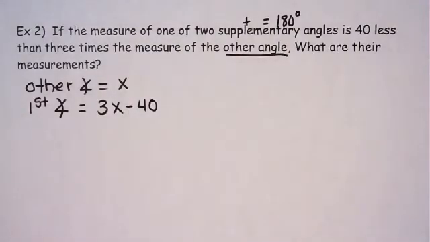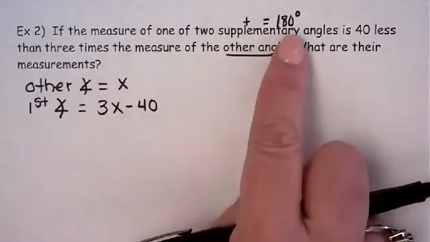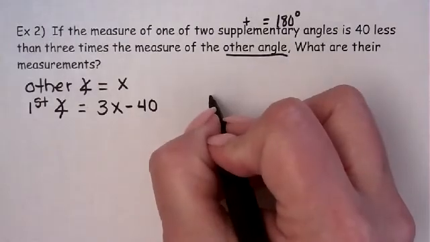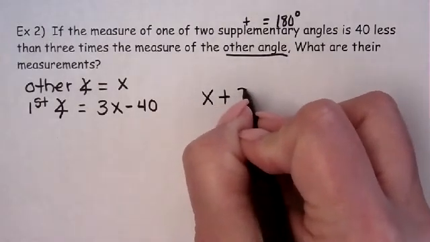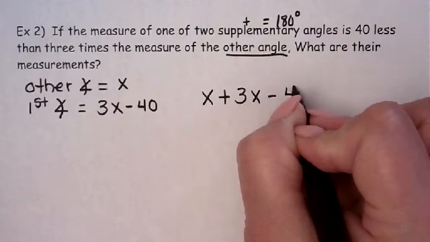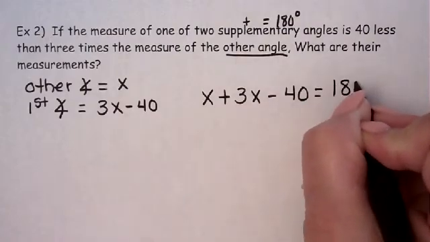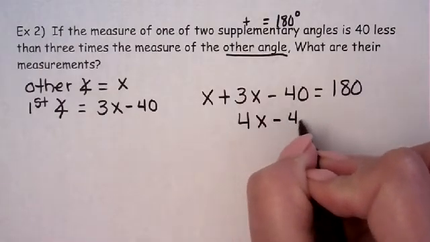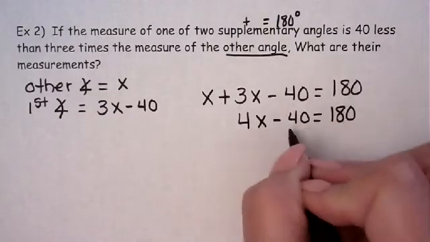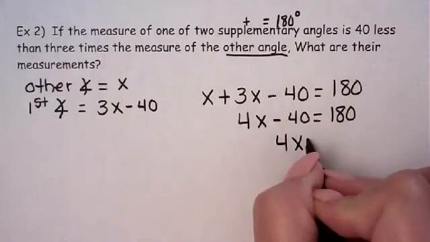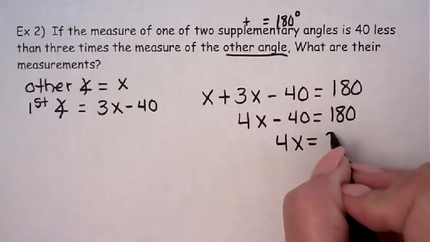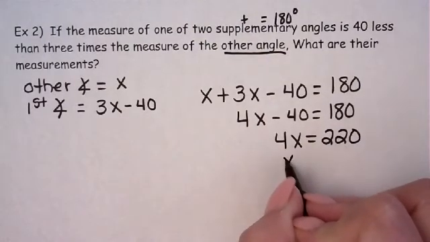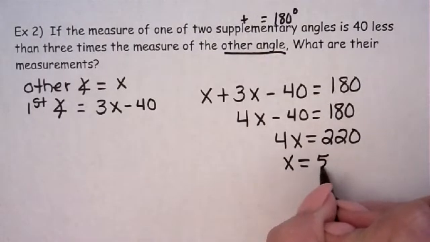Now, again, it said it was supplementary, so these two angles are going to add up to be 180 degrees. So I'm going to set that up right here: x plus 3x minus 40 equal to 180. Now, just combine my like terms. I got 4x minus 40 equal to 180. If I add the 40 to both sides, I've got 4x equal to 220. And when I divide by 4, I get x is equal to 55.